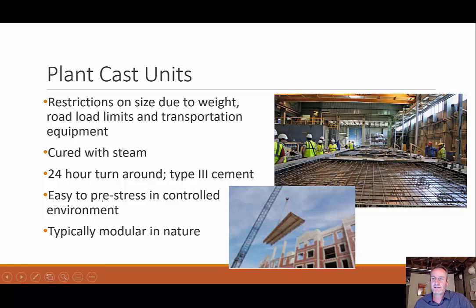So as far as adding this pre-stressing, it is typically modular, meaning you get the same form, and this plant might produce the same thing over and over. That's the only cost-effective way to do it. They wouldn't be creating a whole new operation for every single site. So it would be these standard-sized members that you would be working with.